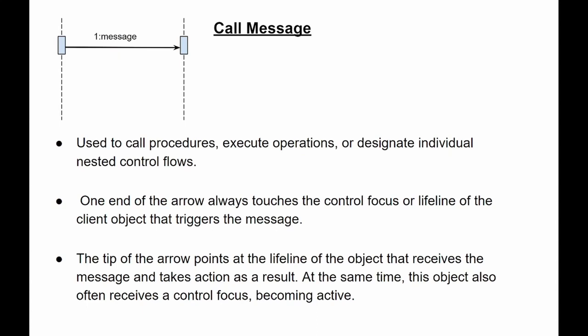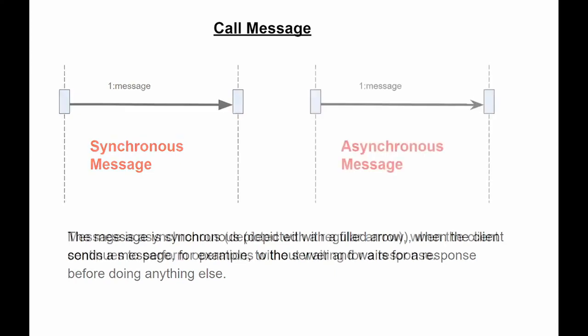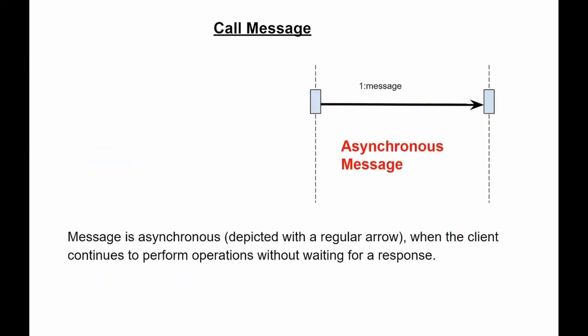The message can be synchronous, depicted with a filled arrow, when the client sends a message, for example, to the server and waits for a response before doing anything else, and asynchronous, depicted with a regular arrow, when the client continues to perform operations without waiting for a response.